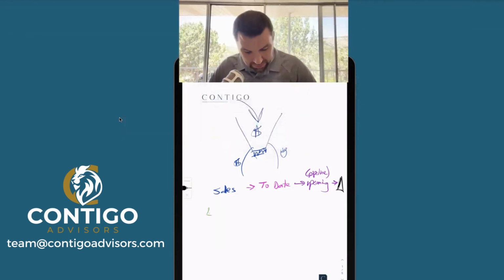Now, the next thing we need to look at is expenses. It's very similar. We need to know to date, we need to know our budget, and then we need to know the delta.